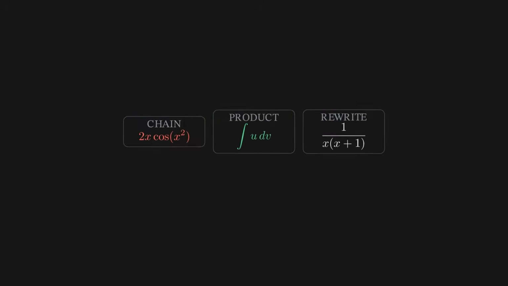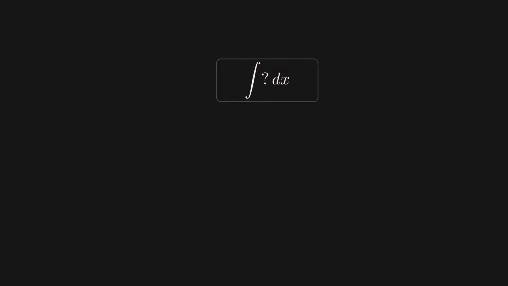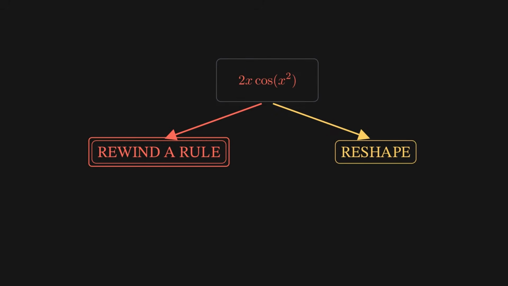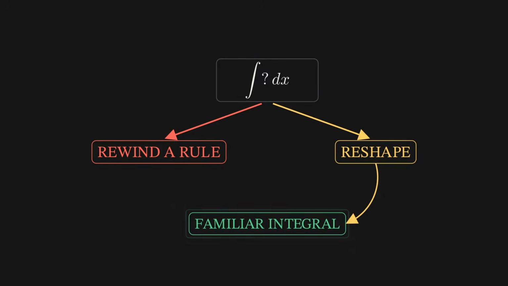So let's put the whole picture together. Every integration technique you know is one of 2 moves. Either you're rewinding a derivative rule, or you're reshaping the problem until you can. Next time you face an integral, don't ask which trick, ask which derivative rule could have produced this, and if none did, how do I rewrite it until one does?